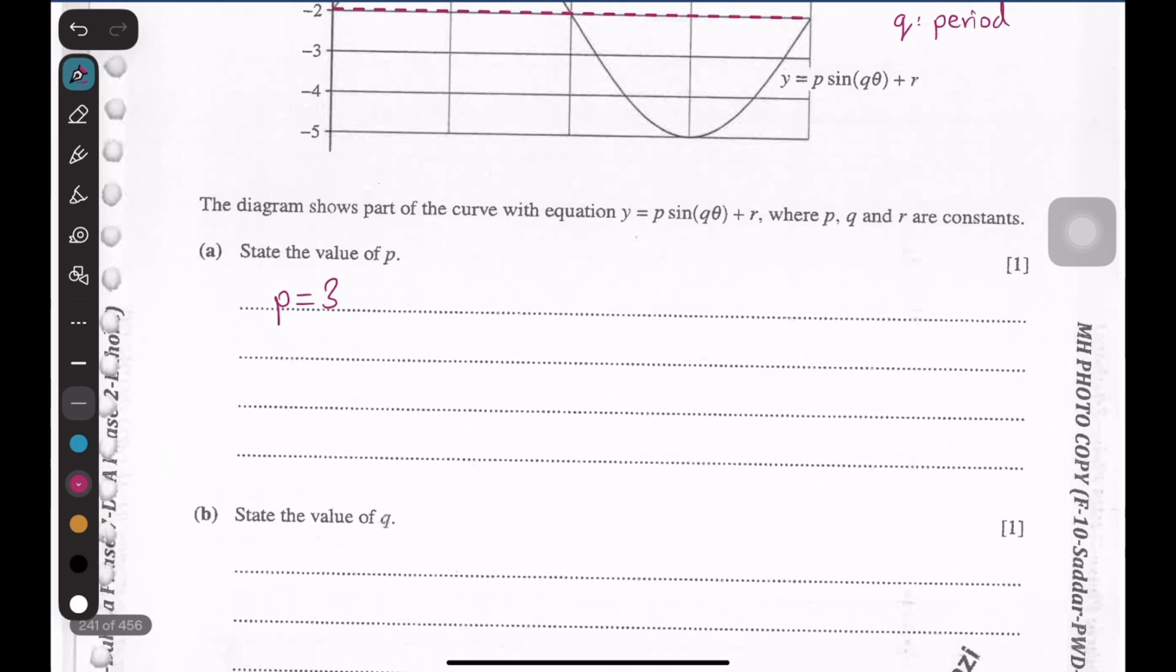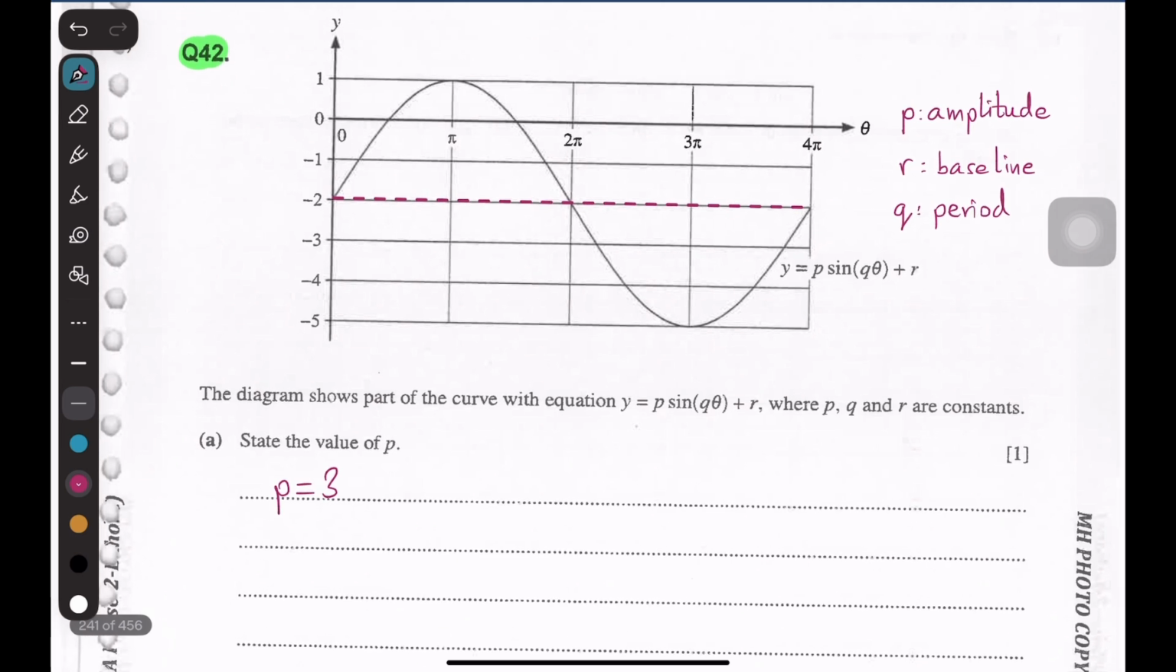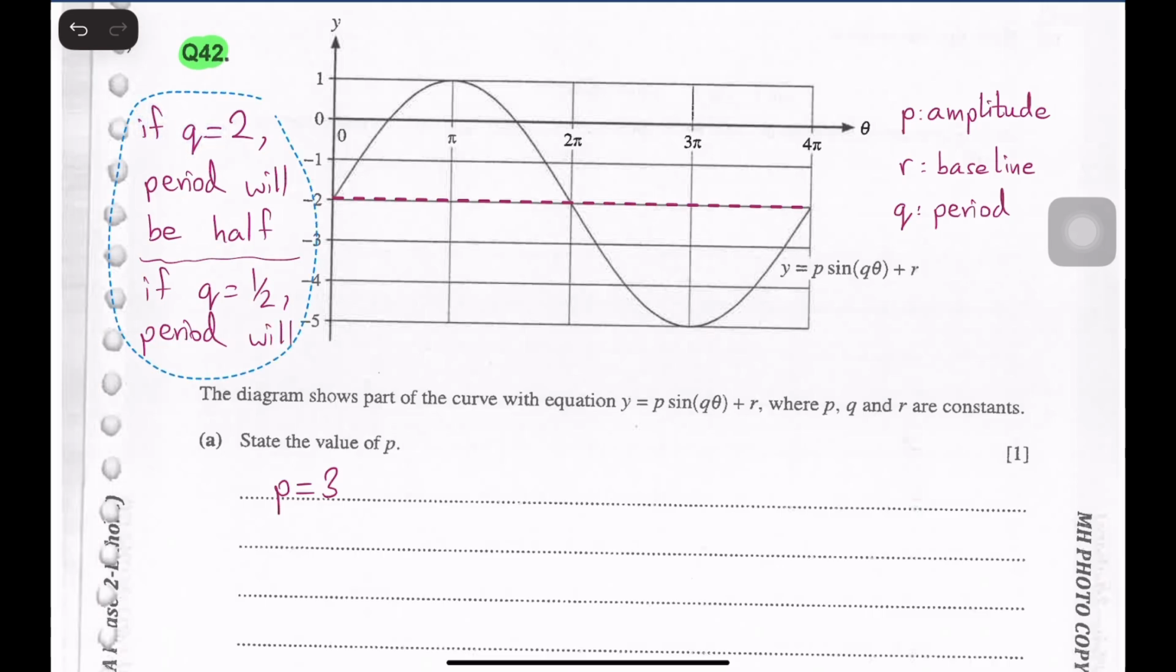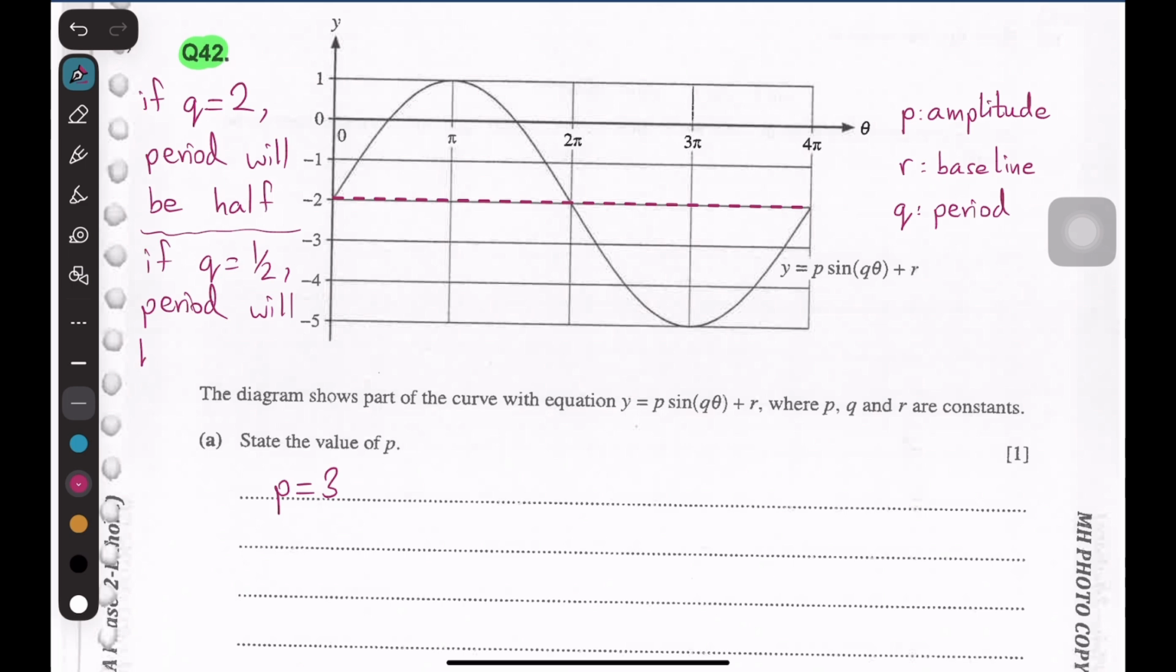Second part is state the value of Q. Now, Q, as I mentioned, represents the period. If Q is equal to 2, period will be half. If Q equals half, period will be double.